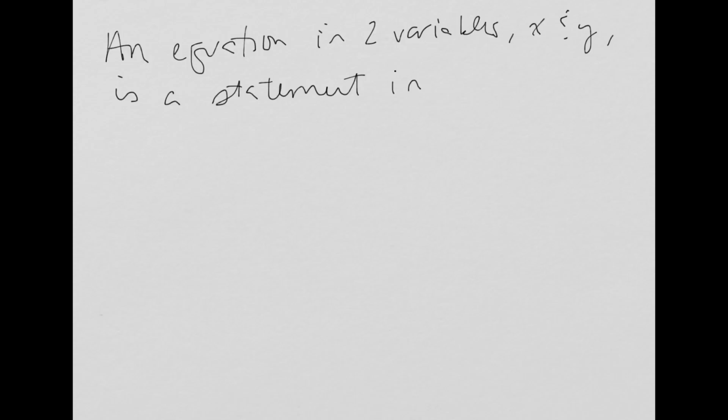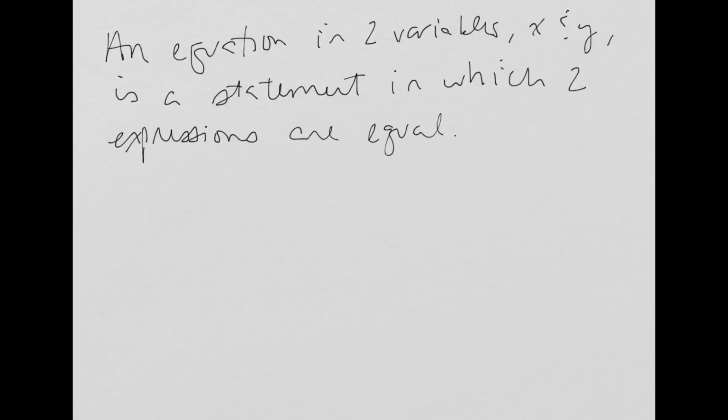It's a statement in which two expressions, those two expressions will be involving an x and y, are equal. So it's just going to be an equation. We have two different variables and we're going to have two sides. Solutions to this are going to be of the form x comma y.